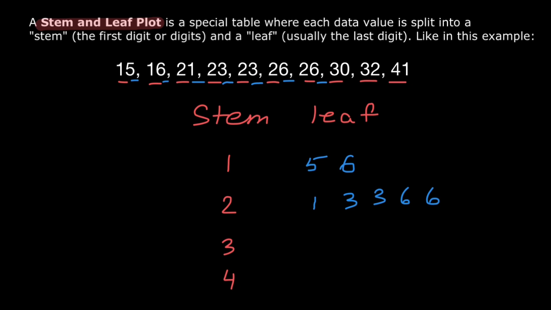Then goes 30. We already put 3 in the stem, and 0 we put in the leaf. And another number is 32, so we put 2 here. And the last number is 41. We put already 4 in the stem, so now we have to put 1 in the leaf. We're done. We just converted this set of numbers into the stem and leaf plot.